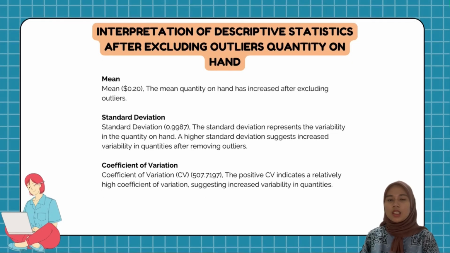And last is quantity on hand. After excluding the outliers, the mean is 20 cents, which has increased. The standard deviation is 0.9987 and the coefficient of variation is 507.7197. The positive CV indicates a relatively high coefficient of variation, suggesting increased variability in quantity.